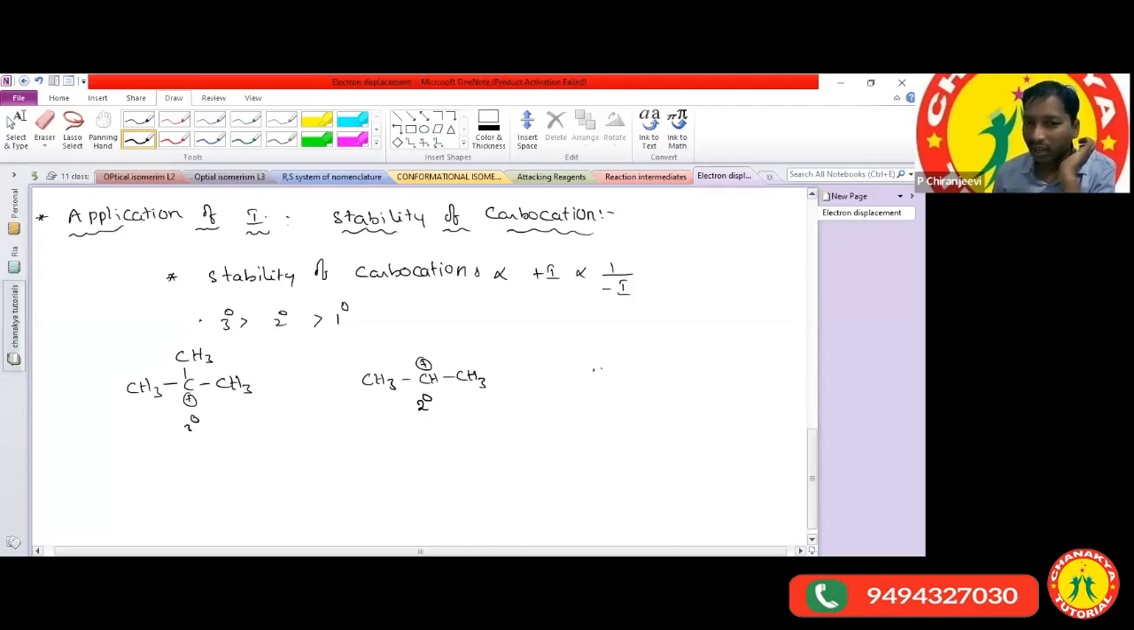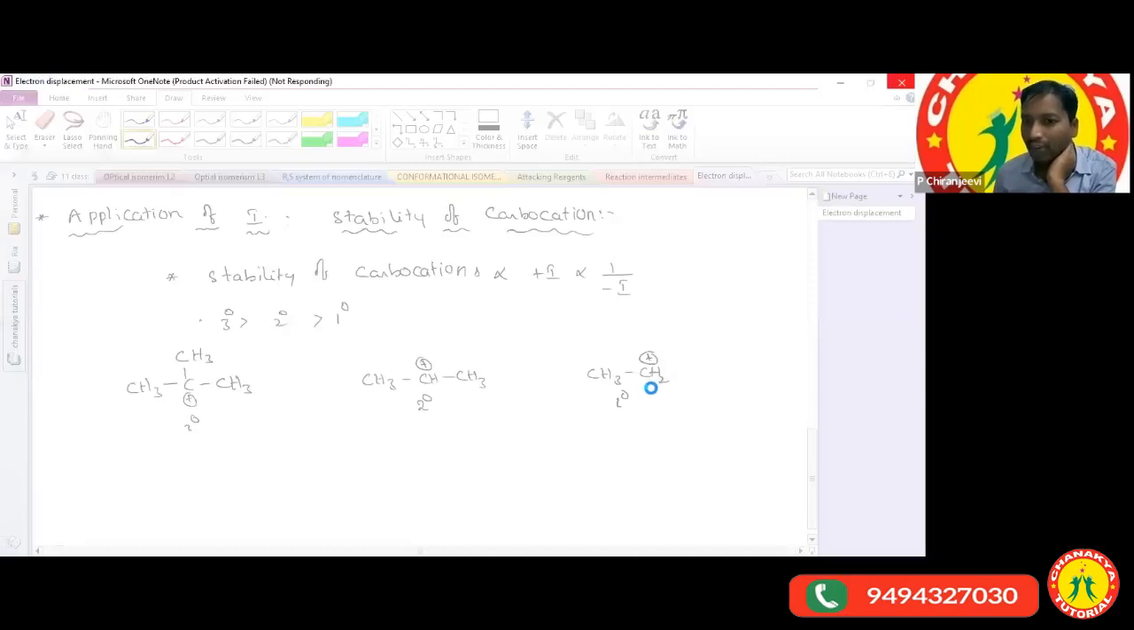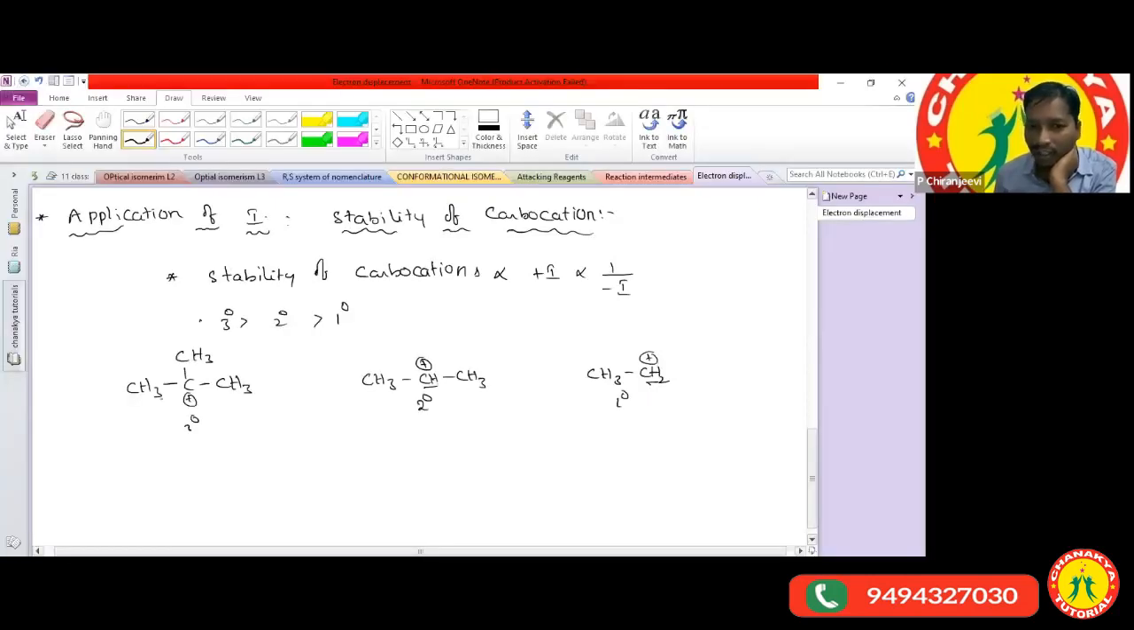Now, what is the primary? The positively charged carbon attached to only one neighboring carbon atom is called a primary. Now, you got the clarity, Samita? We are talking about carbocations. Positively charged ions we call carbocations. This is the carbocation, this is the carbocation, this is the carbocation.